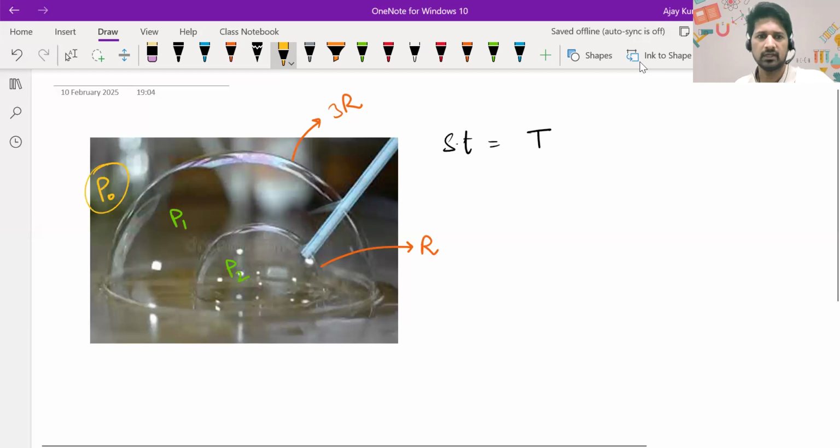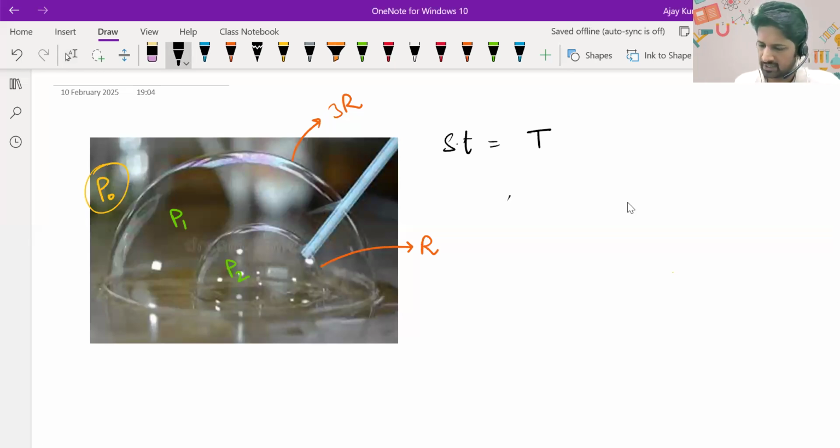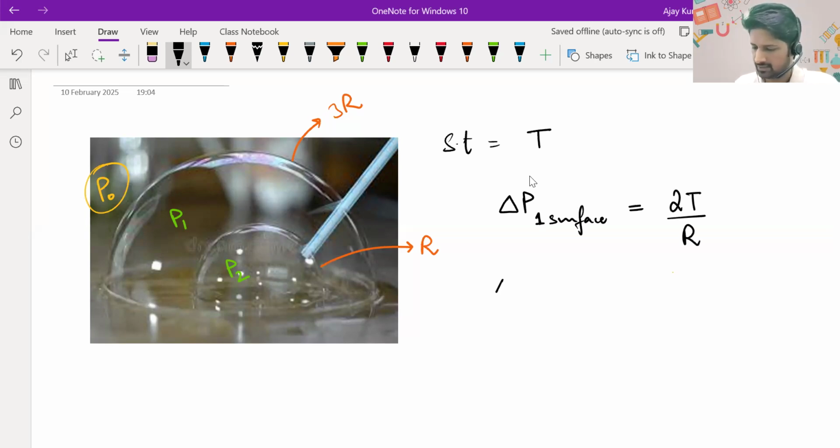Try this, both of you. I'll give you 2 minutes. One of you tell me, what is the formula for excess pressure across one liquid surface? Basic formula for excess pressure across one spherical surface. So 2T by R, 2T divided by the radius. If there are two surfaces, then it is double of this, 4T by R.